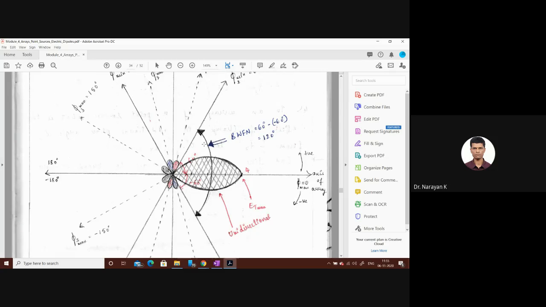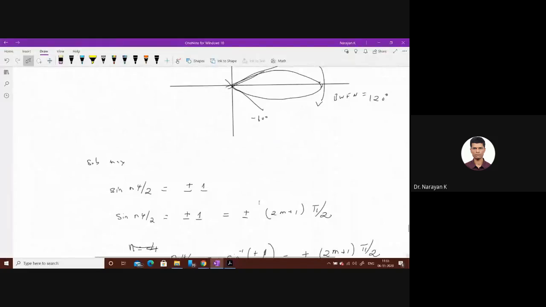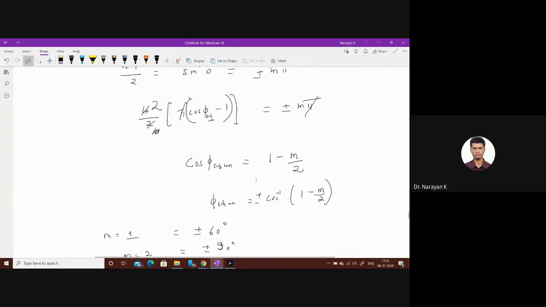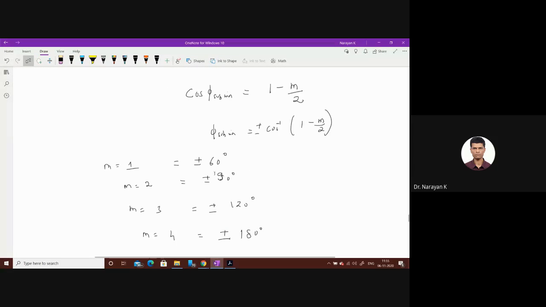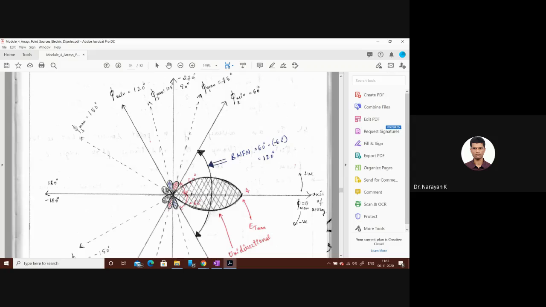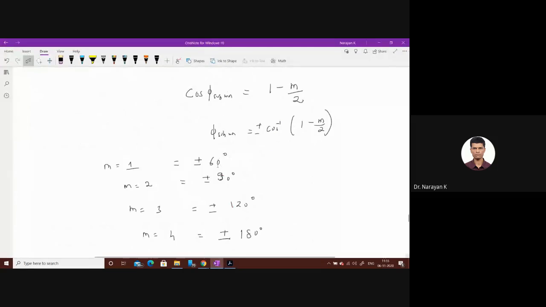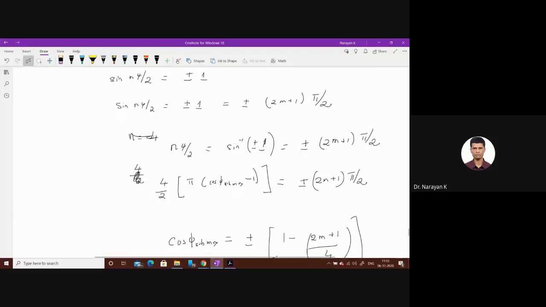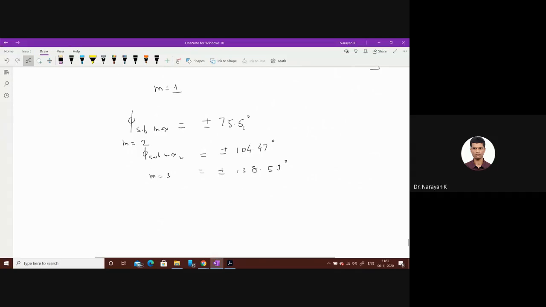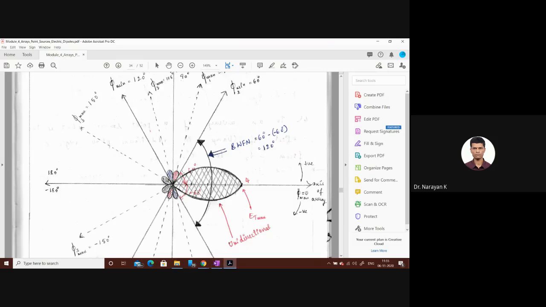Now next, where is your next minima direction coming? Plus minus 90 degrees. So plus 90 you draw one minima, minus 90 you draw one minima. So there will be no radiation in between that. So where is your first subsidiary maximum coming? 75.52 degrees, approximately at 75 degrees.